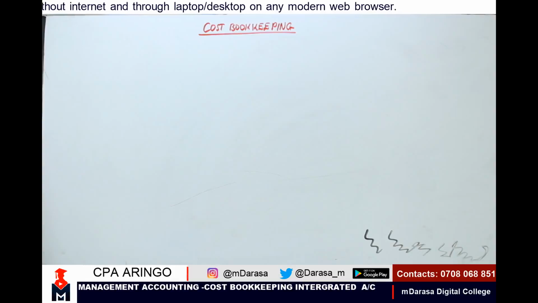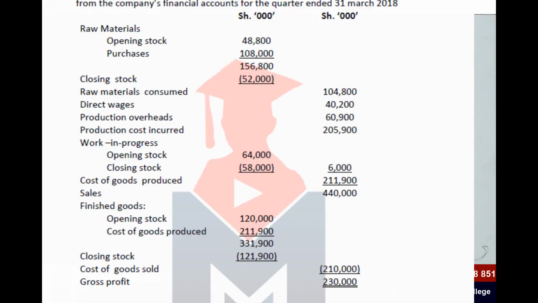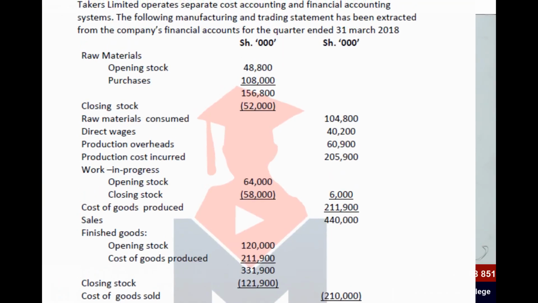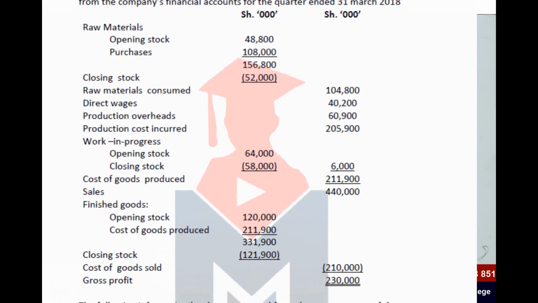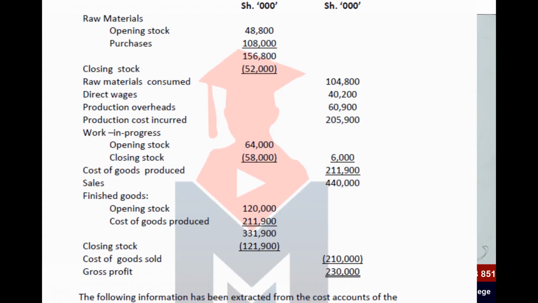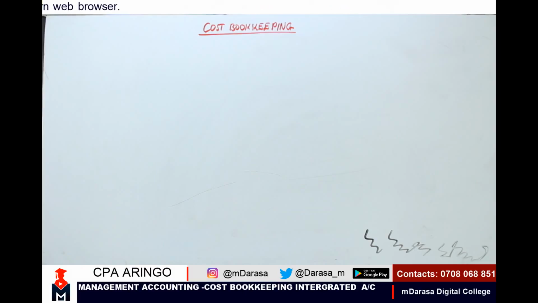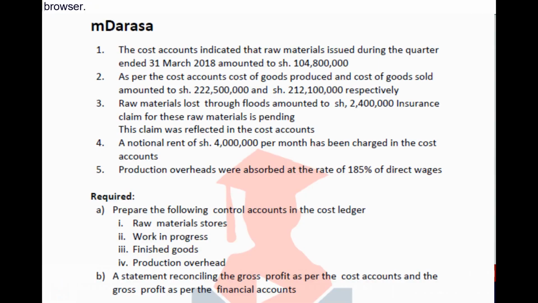Remember that one was not the same as the one that we had under financial accounting. Cost of goods produced you are given as 211,900 and the cost of goods sold I'm given as 210,000. So clearly we can see that there is a difference. So come to note 3 where we are told raw materials lost through floods amounted to 2.4.